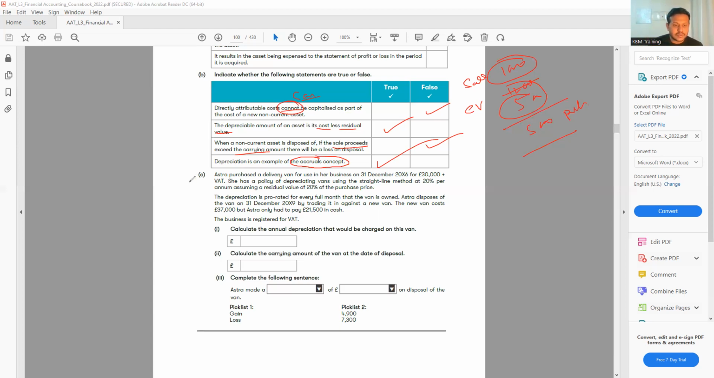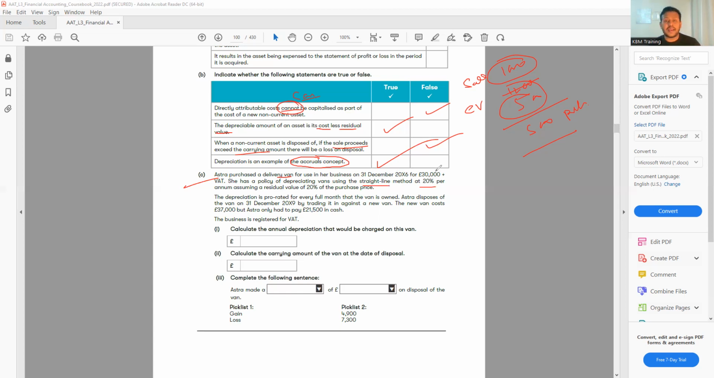Now let's read the next one, number C. Astra purchased a delivery van for use in her business on 31st December 2016 for 30,000 plus VAT. So she bought a van, the cost is 30,000 plus the VAT. She has a policy of depreciation in straight line at 20%.